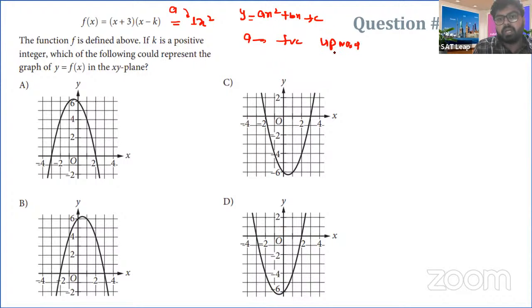So definitely your answer cannot be where you see a downward parabola. So this is a downward parabola, option A. So this is gone. Option B is also a downward parabola. This is gone. It has to be between C and D.